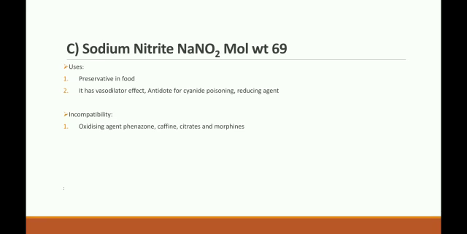Then storage. It is stored in airtight container. Then incompatibility. Sodium nitrite is incompatible with oxidizing agents, phenazone, acetanilide, caffeine, citrate and morphine.